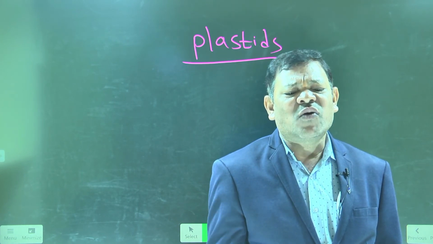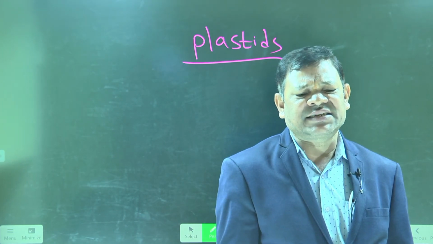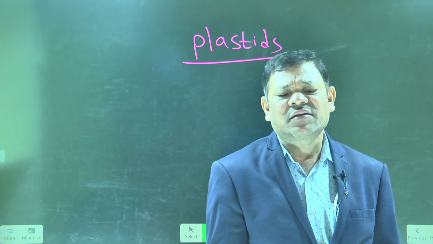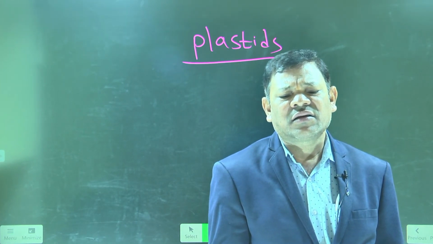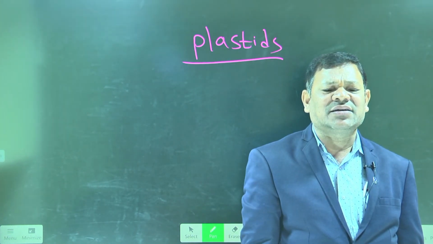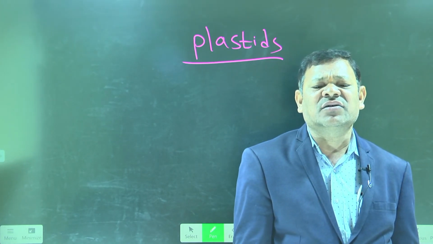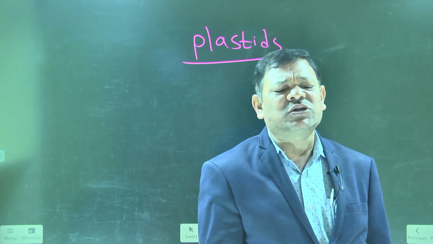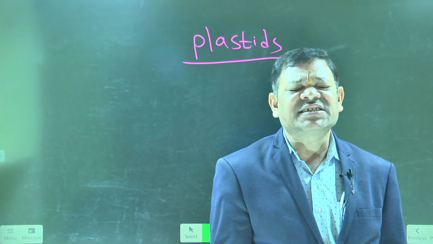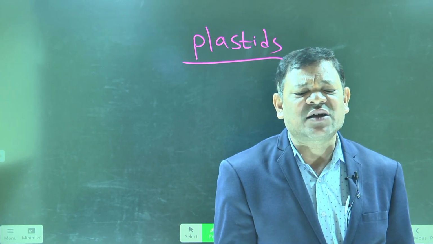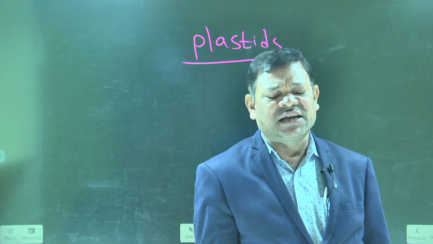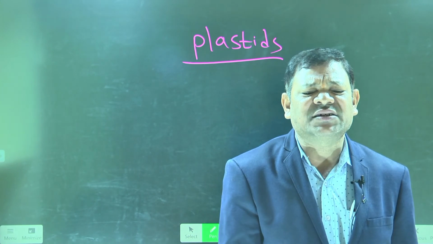What is the site of photosynthesis? Chloroplast. Why are the leaves green in color? Because of the chloroplast, chlorophyll pigment is present. Chlorophyll pigment absorbs the sunlight and they can synthesize their own food. Chloroplast is also a double membrane structure. Photosynthesis takes place in the chloroplast, and these plastids are present in plants only.